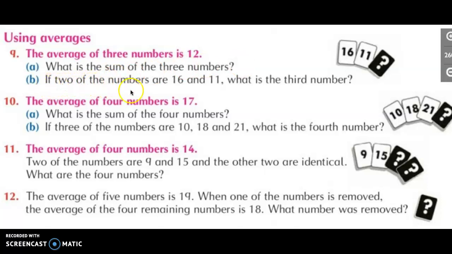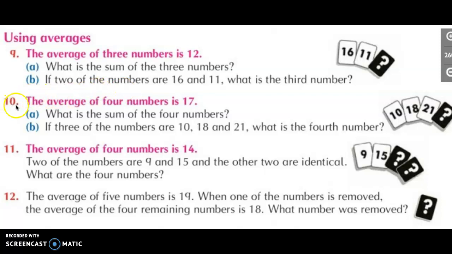B. If two of the numbers are 16 and 11, what is the third number? We already know the sum of the numbers is 36 because we multiplied 12 by 3, because we have three numbers. So if I add 16 and 11 together and take my answer from 36, that will give me the third number. Okay? Now I'll be giving you a little bit less information as we go along.